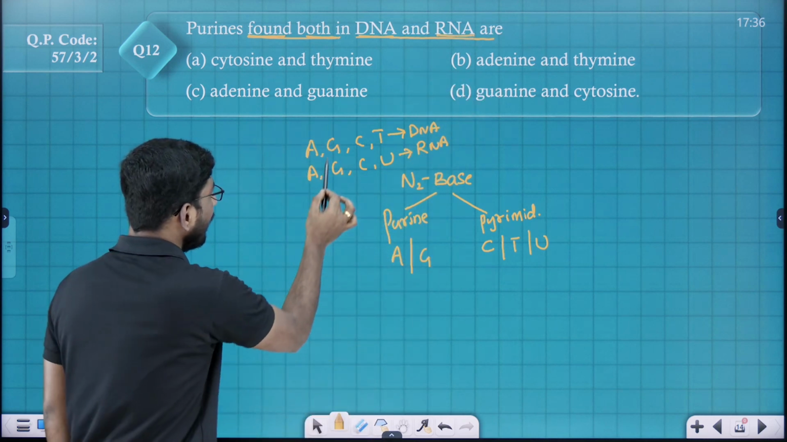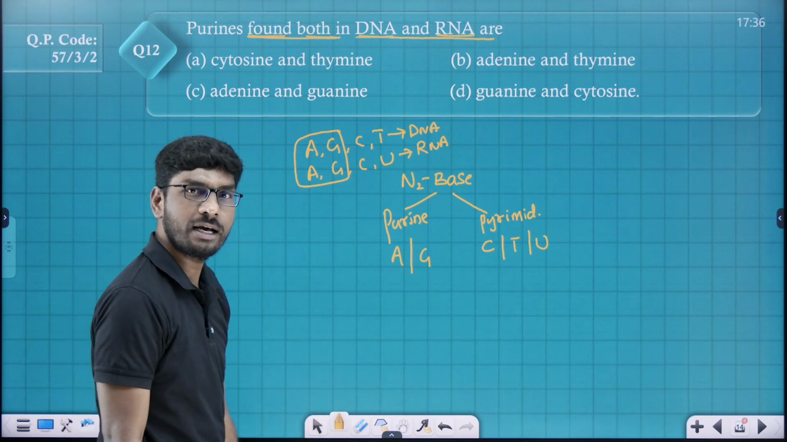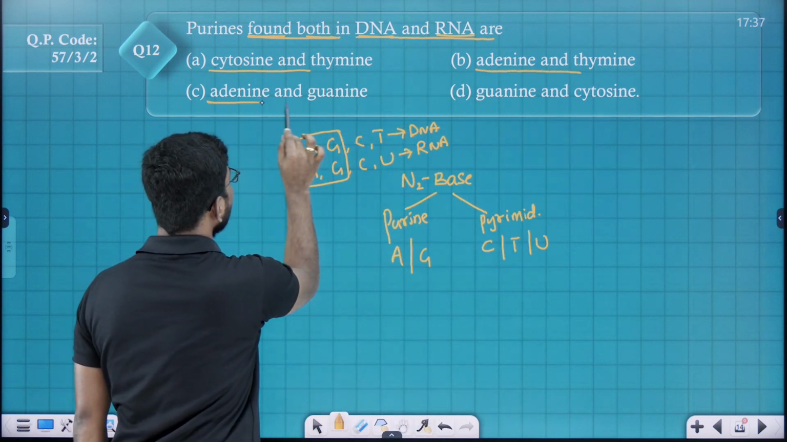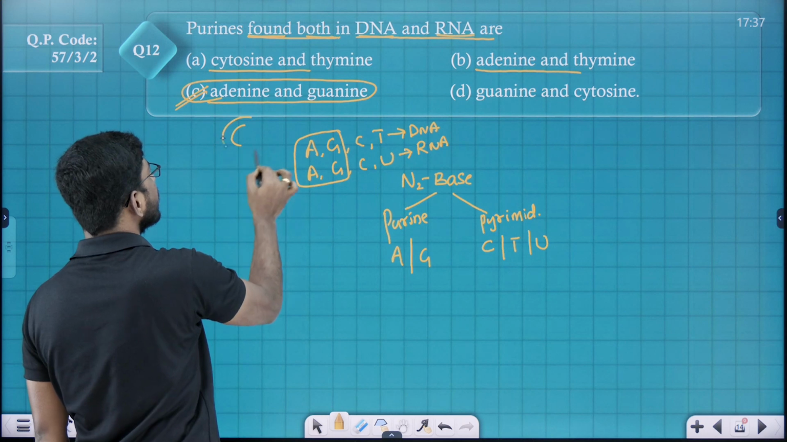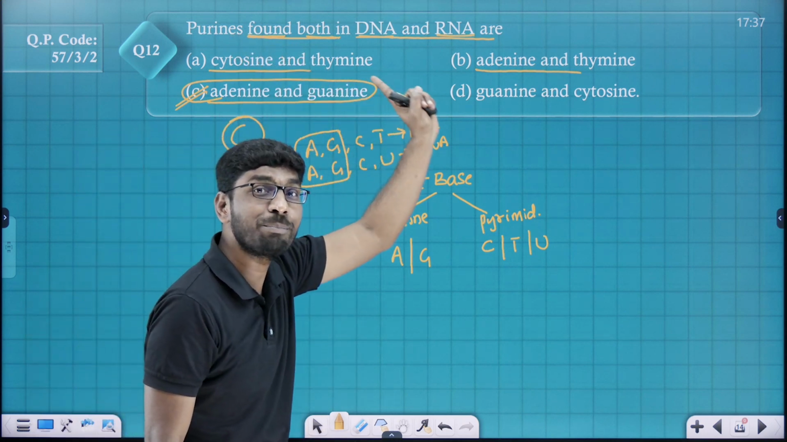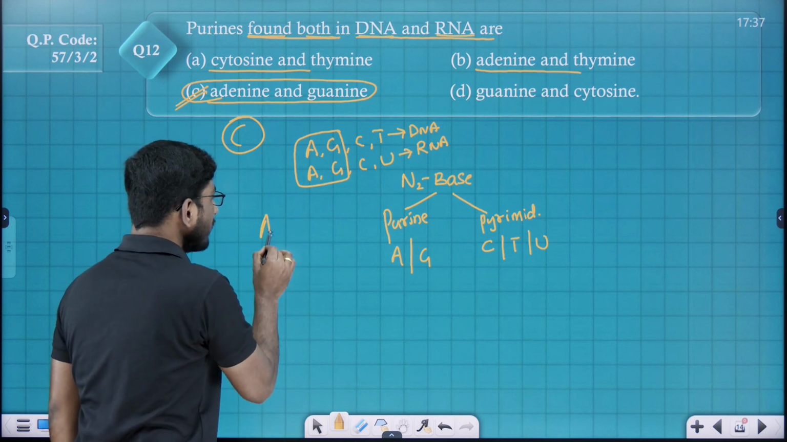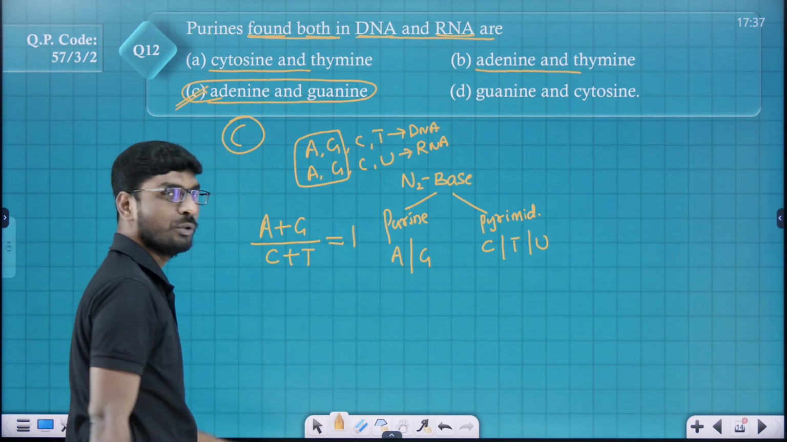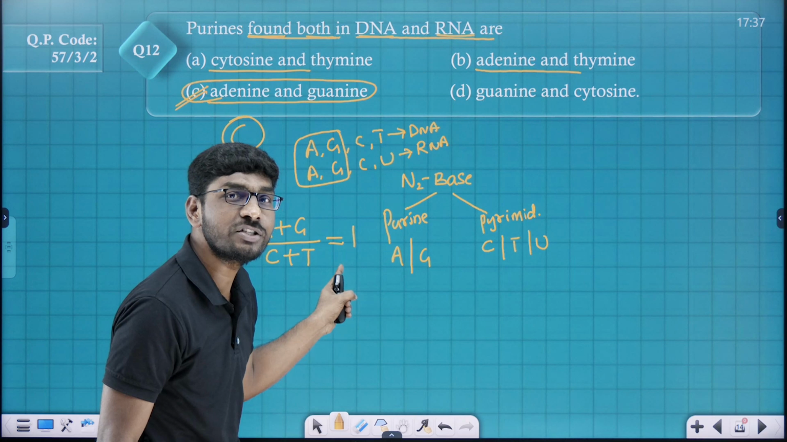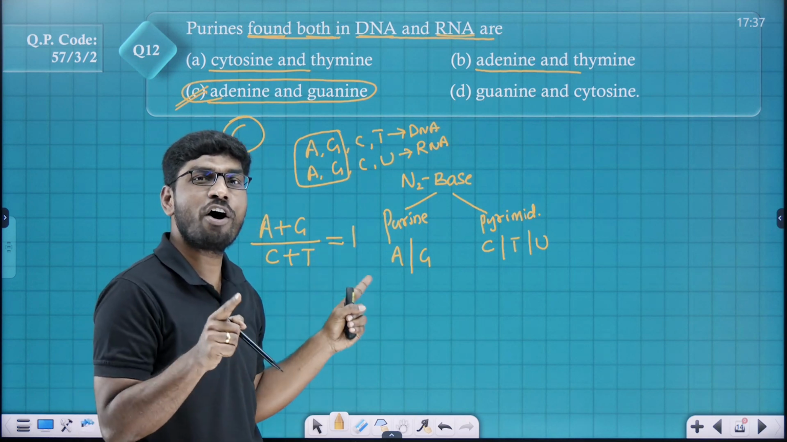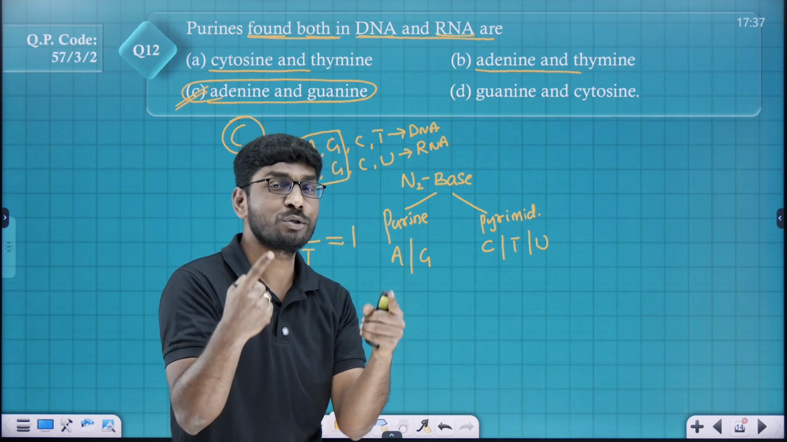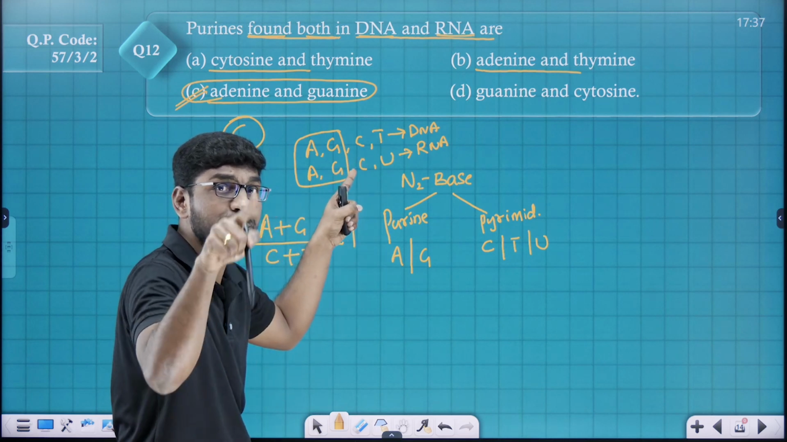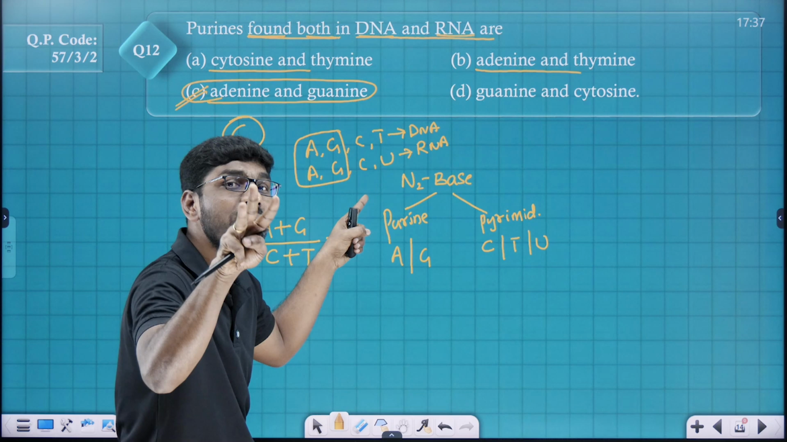The question is asking, purines found in both DNA and RNA. Purines are A and G. Both are present in DNA and RNA. Find out the correct answer. Cytosine and thymine, adenine and thymine, adenine and guanine. So the right answer is option C, purines A and G. Just now I said A plus G by C plus T equals 1. Who proposed this one? This is Chargaff's rule. Number of purines equals number of pyrimidines. And also I clearly mentioned in the previous one, A pairs with T with double hydrogen bond, G pairs with C with triple hydrogen bond.